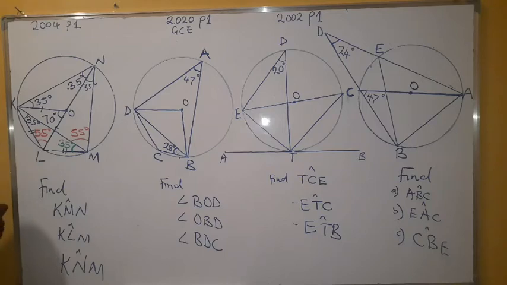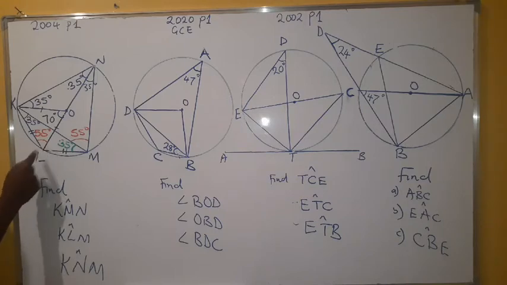Which angles are we remaining with? Only this one. How do we find this angle? How do we find this one here?